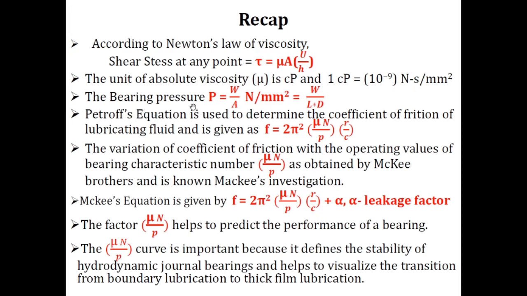Another important term is bearing pressure. The bearing pressure is given by the bearing load over the projected area. W is the radial load acting on the bearing, and A is the projected area, given in Newton per mm square, where the projected area is given by L into D. We have also seen the difference between the crushing stress and the bearing pressure. Bearing pressure is considered when there is relative motion between the parts, and crushing stress is considered when the two parts are stationary.